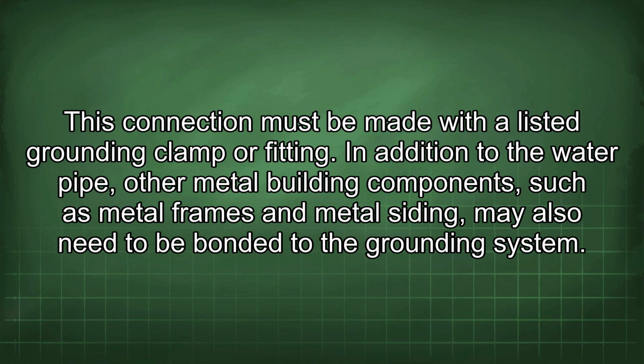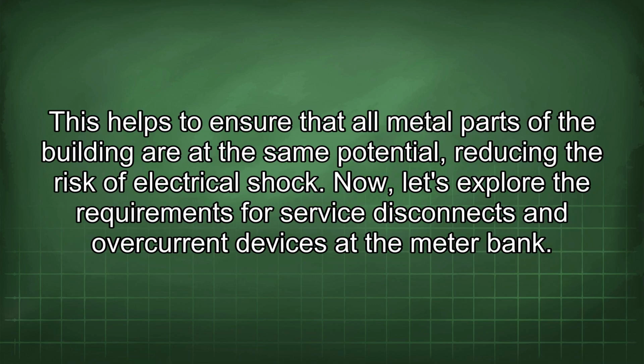In addition to the water pipe, other metal building components, such as metal frames and metal siding, may also need to be bonded to the grounding system. This helps to ensure that all metal parts of the building are at the same potential, reducing the risk of electrical shock. Now let's explore the requirements for service disconnects and overcurrent devices at the meter bank.